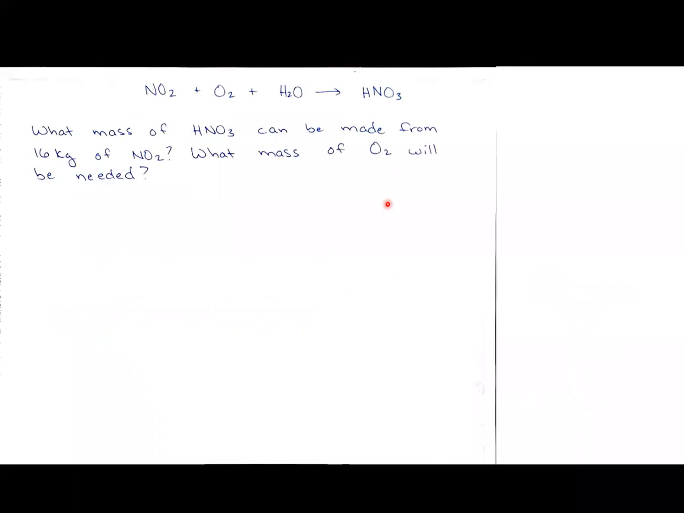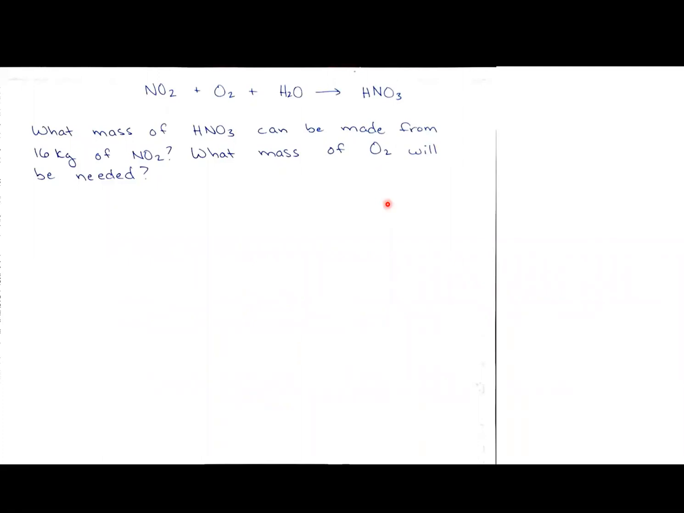So I've got this reaction, NO2 plus O2 plus H2O goes to make HNO3. This is one way that nitric acid can be made. So what mass of nitric acid, HNO3, can be made from 16 kilograms of NO2? That's one question. The second question is what mass of O2 will be needed? Okay. A couple things to notice about this.